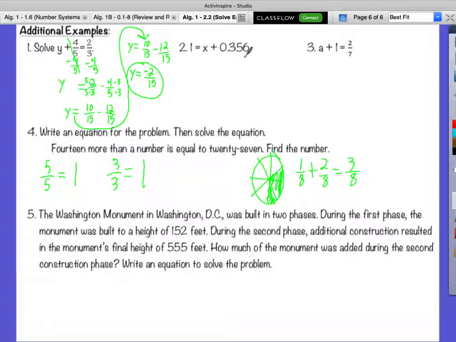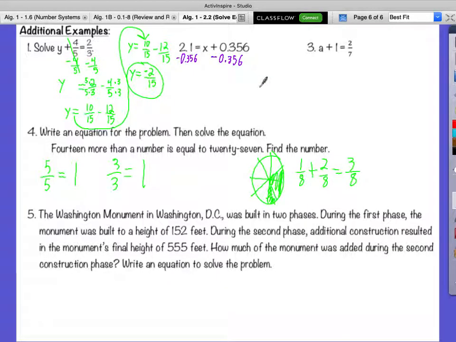So how do we undo addition? We think through the same math process we did here. How do we undo addition? Subtract. What are we gonna subtract by in this case, Zach? 0.356. Yeah, we're gonna subtract by that 0.356. Now if I do it from the right side, what do I have to do to the left side? The same thing.